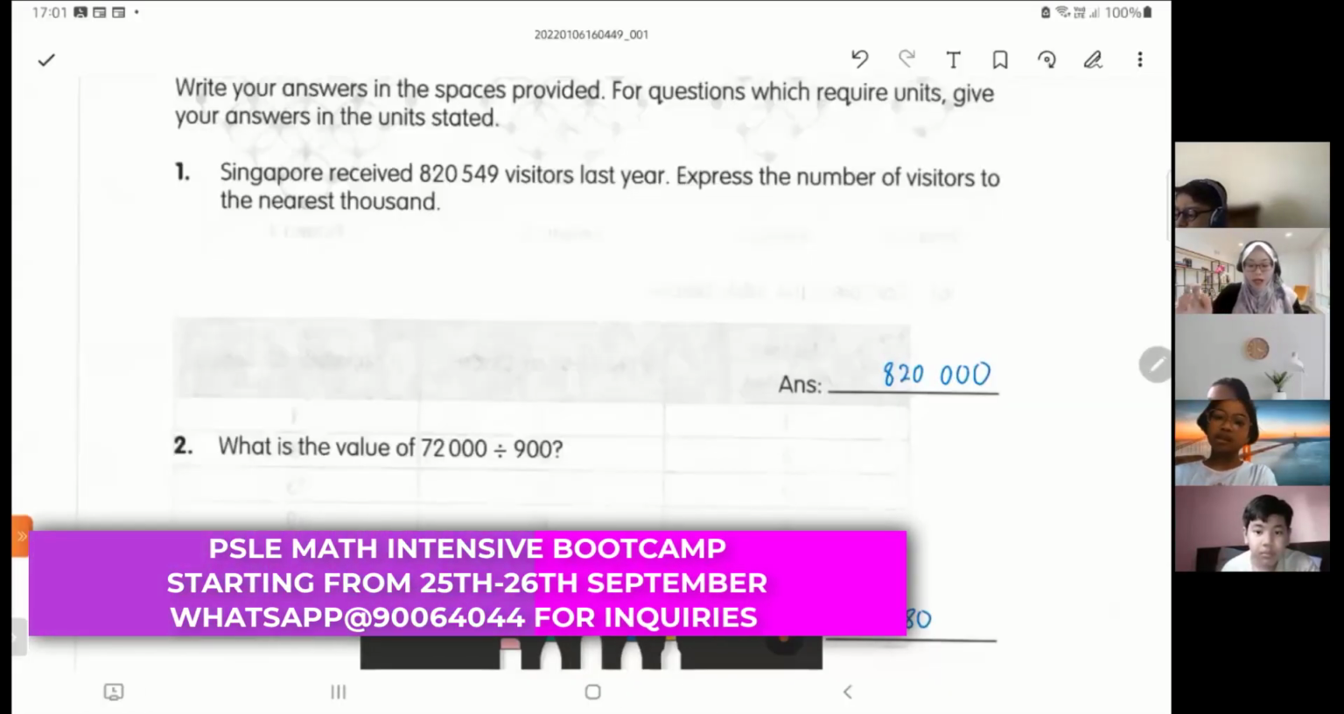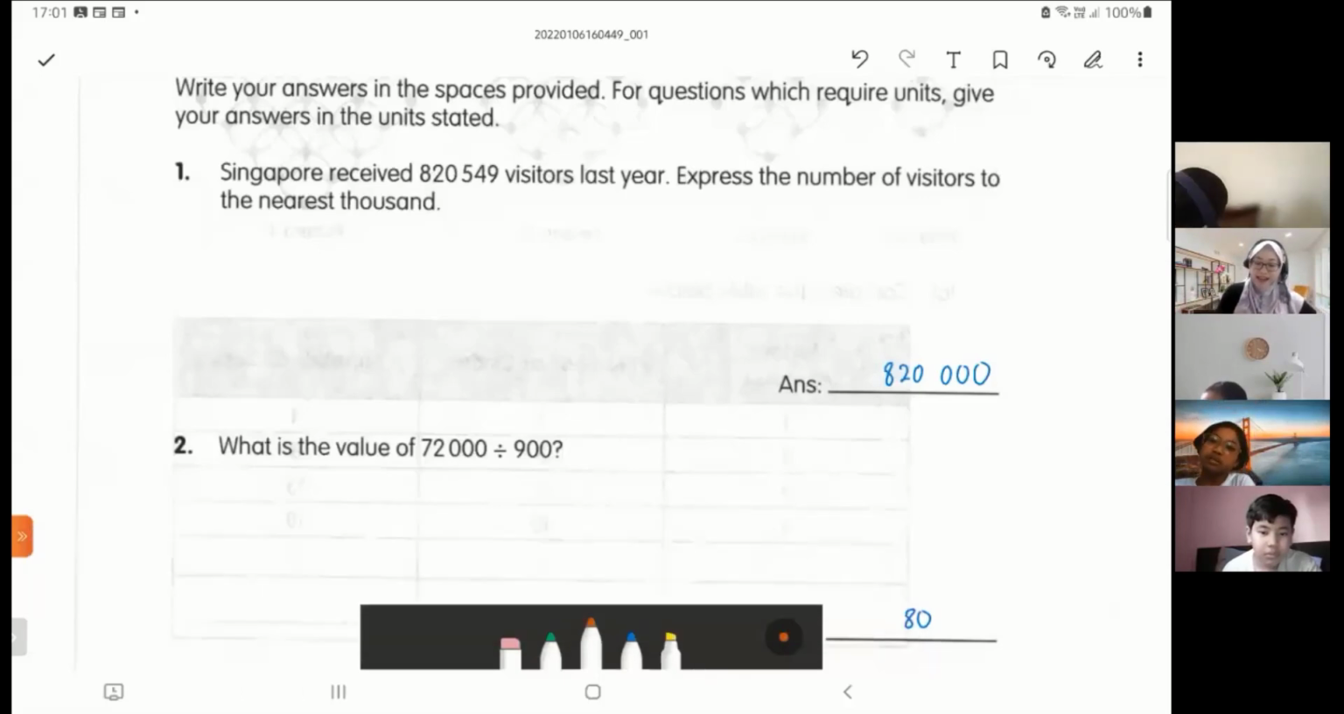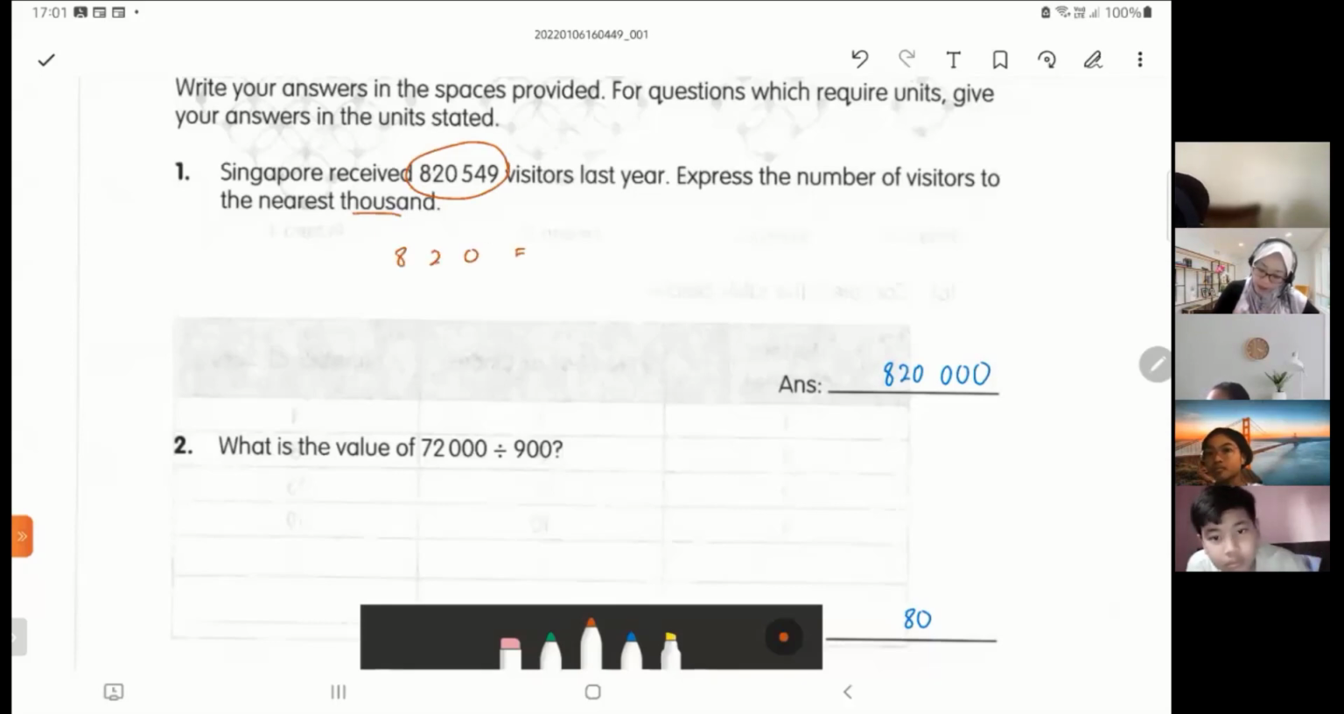Singapore received 820,549 visitors last year. Express the number of visitors to the nearest 1,000. So how do we do this? We take out the number first, 820,549. Nearest 1,000 means we need to identify where the place values are, right?